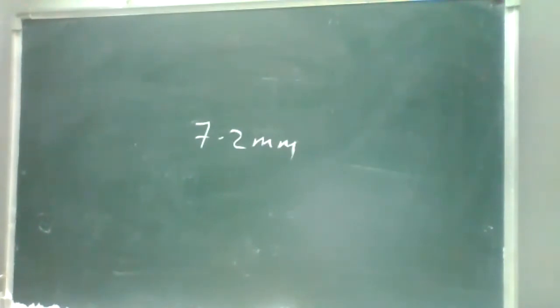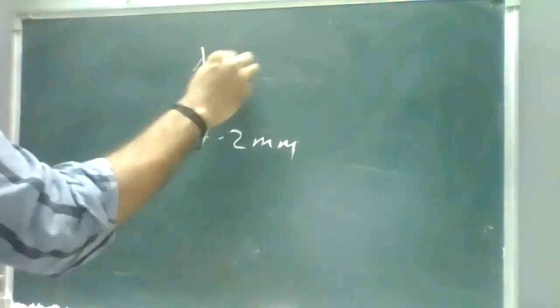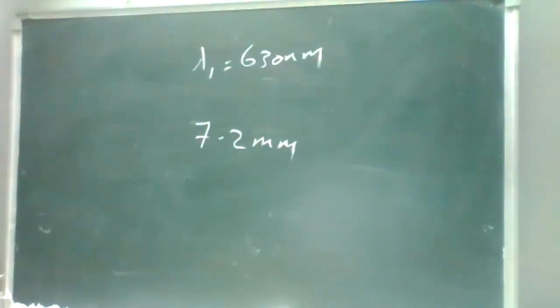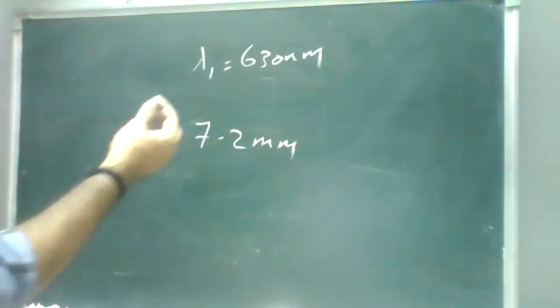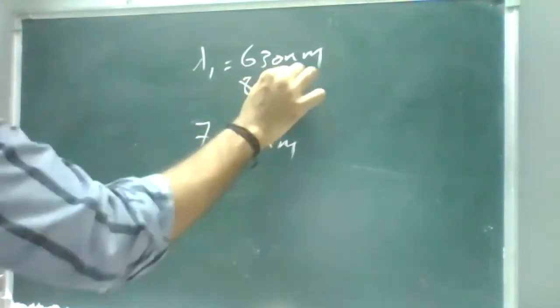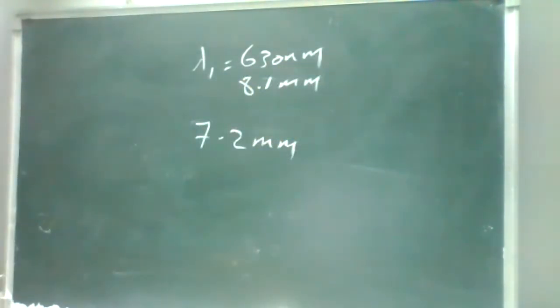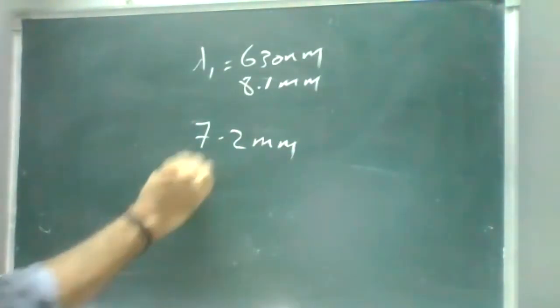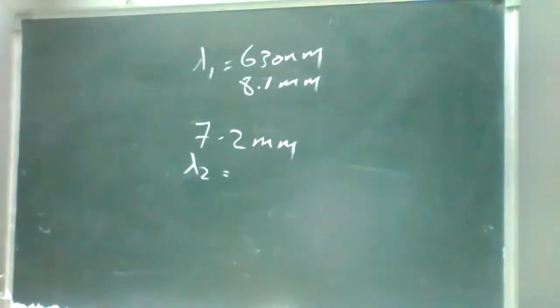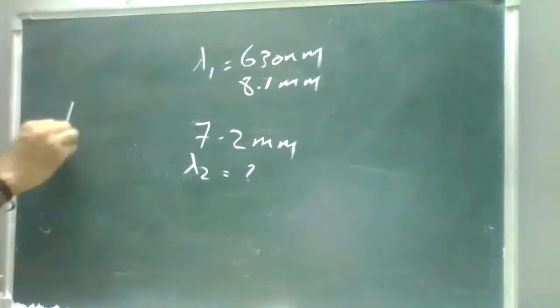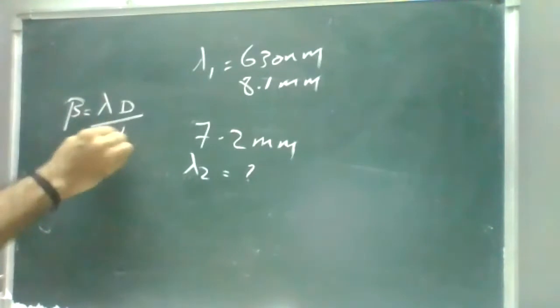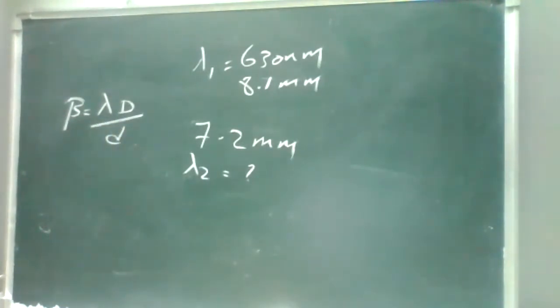I'll repeat the question. Laser light of wavelength lambda 1 is 630 nanometer, and it produces an interference pattern in which the bright fringes are separated by 8.1 millimeter. The second light produces fringes separated by 7.2 mm. We are going to find lambda 2. The relation for the fringe width is beta is equal to lambda D by small d.